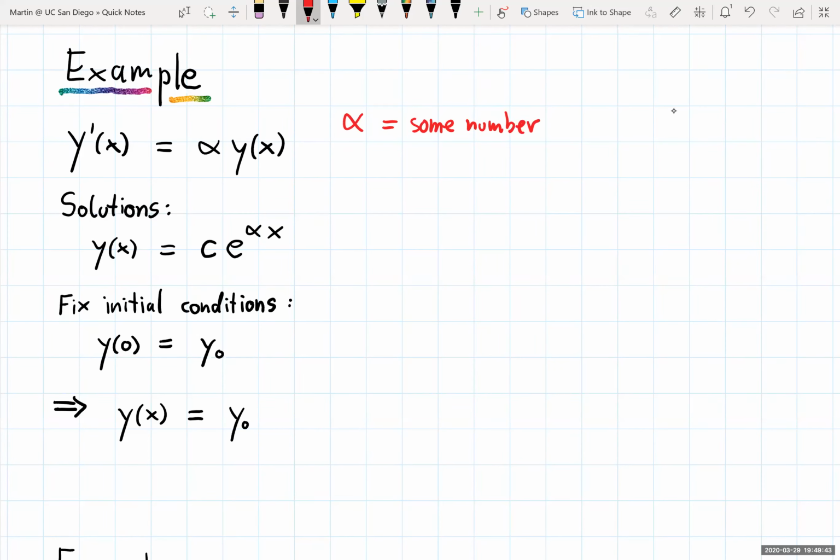It could be 1, 2, maybe even 0, maybe 1000, pi, whatever. And the general solutions to that differential equation look as follows. Namely, we have y of x equals c times e to the alpha x. In that case, again, c is an integration constant. This is a general solution. And in order to fix initial conditions, we say that, okay, at x equals 0, the function y should assume the value y naught.